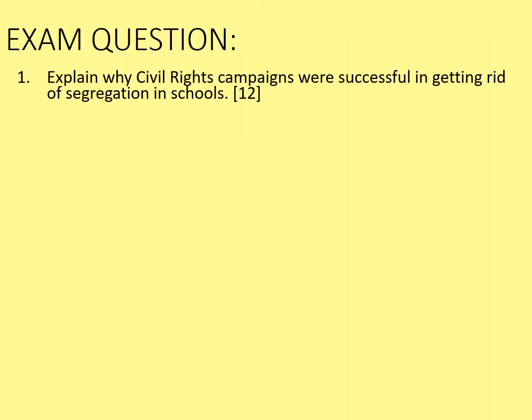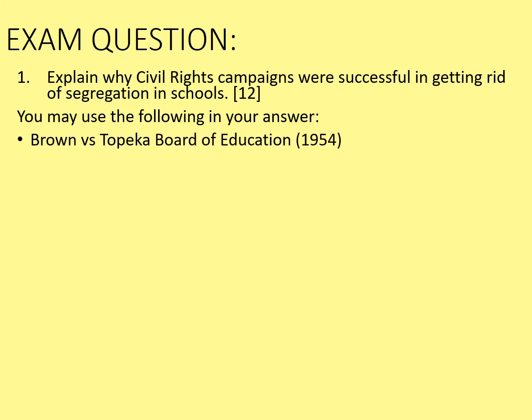Here's an exam question. This is an explain type question with 12 marks. You'll get 6 marks for accurate knowledge and 6 marks for your analysis. Explain why civil rights campaigns were successful in getting rid of segregation in schools. You may use the following in your answer. Bear in mind that these bullet points are things that you may use, but you don't have to. Brown versus Topeka Board of Education, 1954, the NAACP and the Supreme Court.